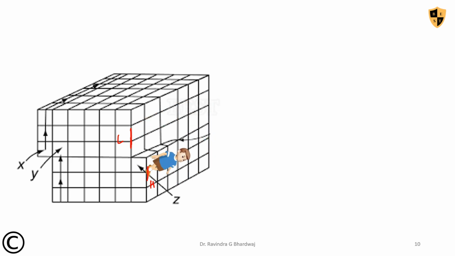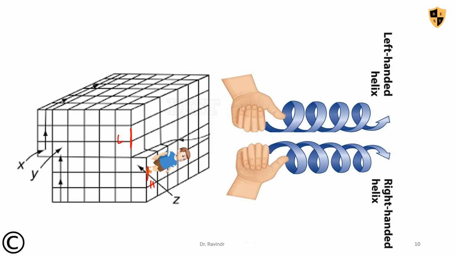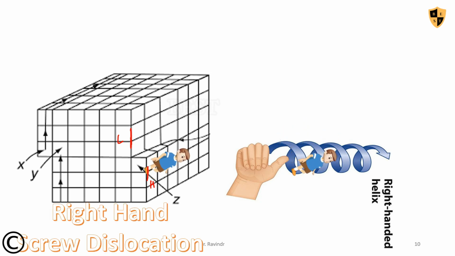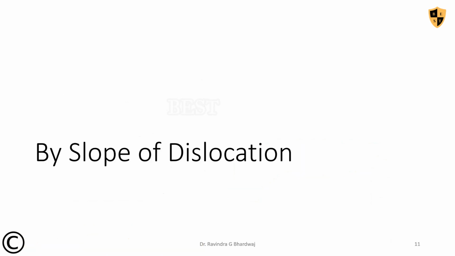Now in this path, I am moving from left to right. Let's see this. This is a left-handed helix and this is a right-handed helix. If you try to align this movement with either of these two, we can see that you are moving on the right-handed helix, right? That means this is a right-hand screw dislocation, similar to what we have seen using the Burgers circuit. This is the second method, using a helix to find whether the screw dislocation is right-hand or left-hand. The third and last method is by slope of dislocation.